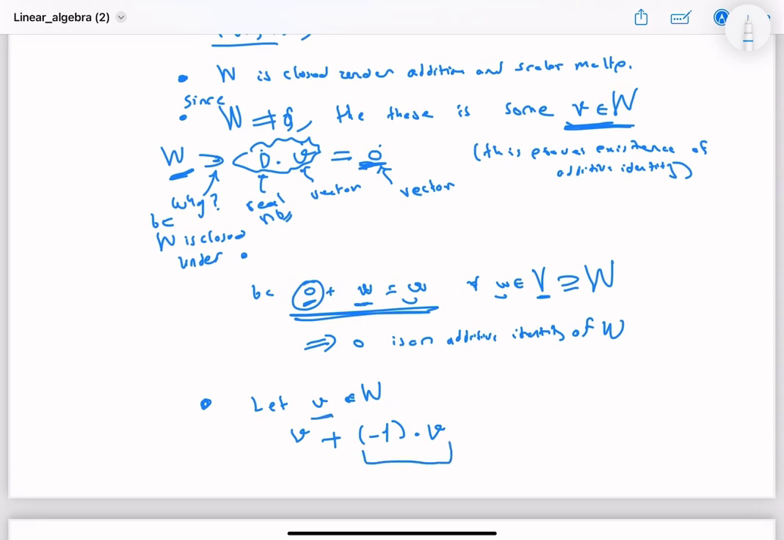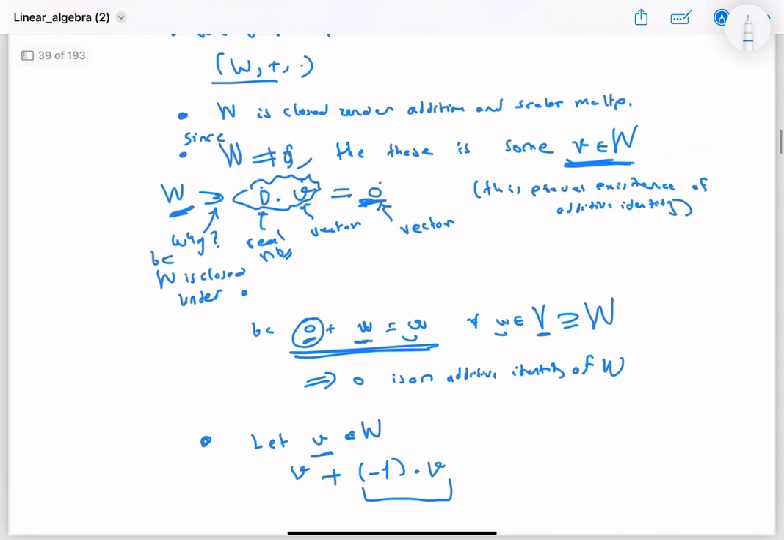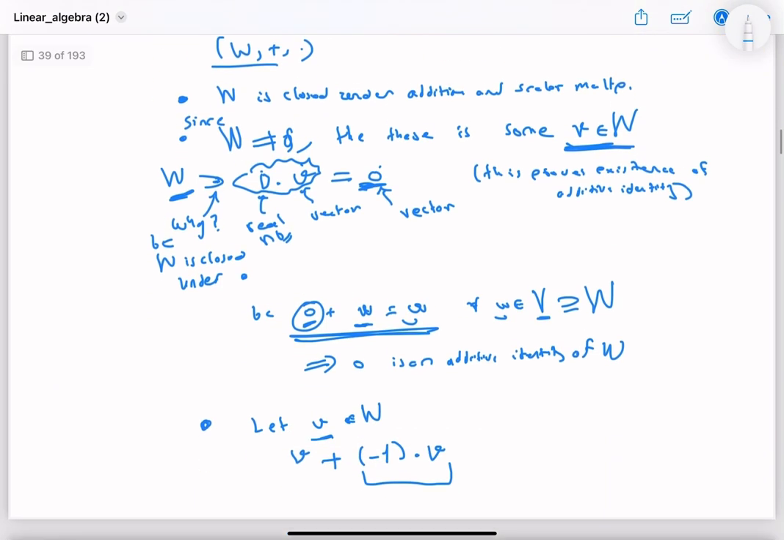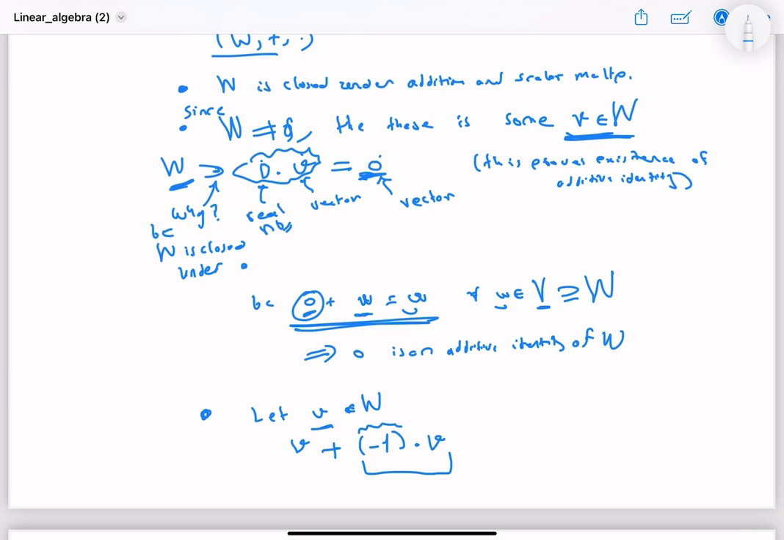But before I tell you why this is the inverse, let me just remind you that omega, what is it? Omega is closed under scalar multiplication, which means since this is a number and this is a vector in omega, and this is scalar multiplication, then this whole thing is in omega, right? So if I tell you why this is the inverse, then the inverse is in omega, and this is what we want to prove, right?